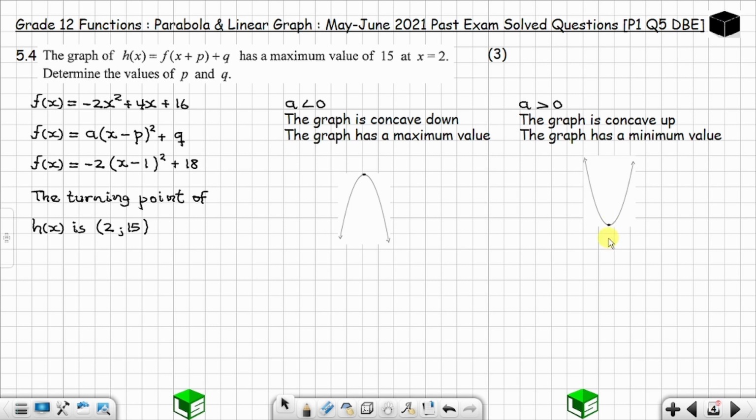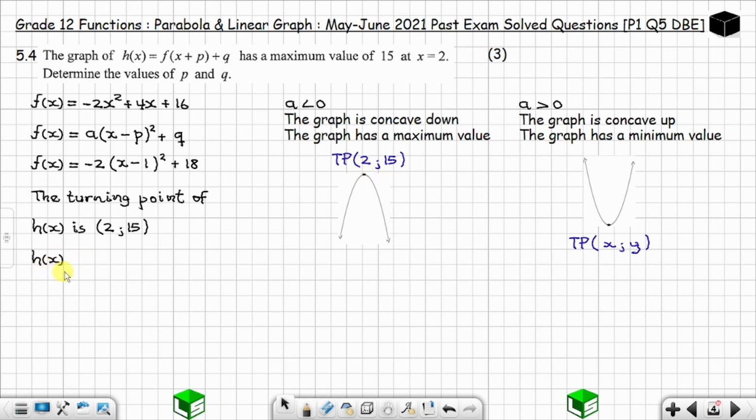Okay, and we can call that the turning point, right? This is the turning point. It's got the x and the y coordinate like this, and this is also the turning point, right? So if we use this on this, it will be 2 and 15. You can see the turning point, and this is the maximum value, which is 15, which is found on the y-axis, right? Okay, let's continue with this question.